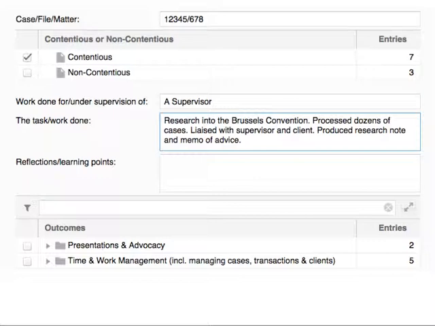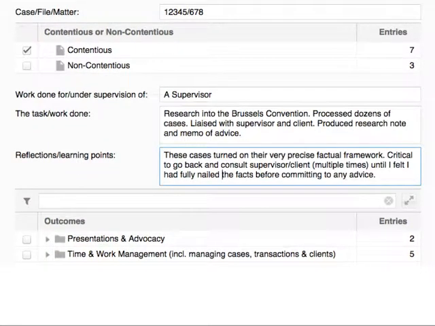So the so what was actually really, really important to nail down facts fully and to go back repeatedly and as often as necessary to supervisor and client before going firm with my advice, because you guessed it, I got it wrong basically, and I was pulled up by my supervisor. So what might this actually look like in terms of what you might put into that reflections learning points piece? Well, again, simply the learning point was these cases turn on their very precise factual framework, critical to go back and consult multiple times until I felt I had fully nailed the facts before committing to any advice.